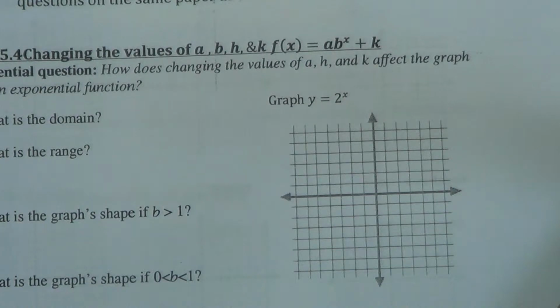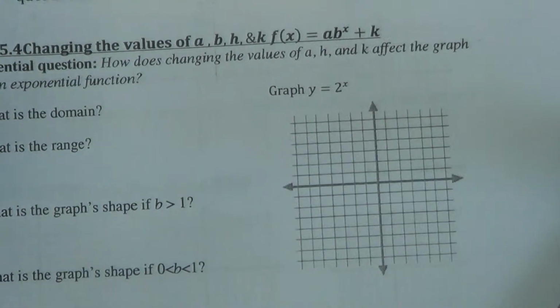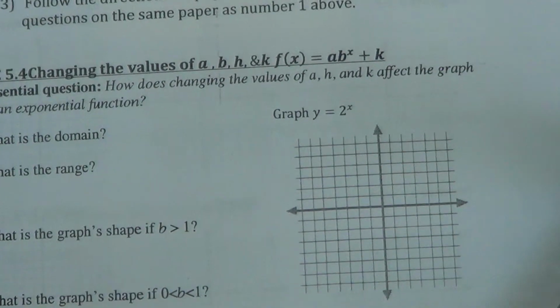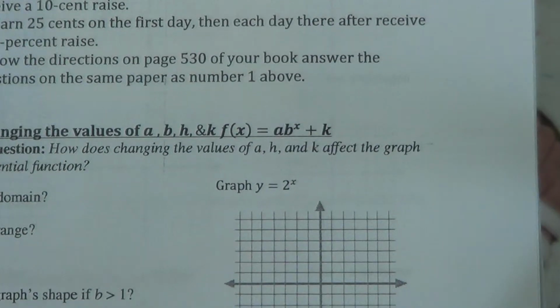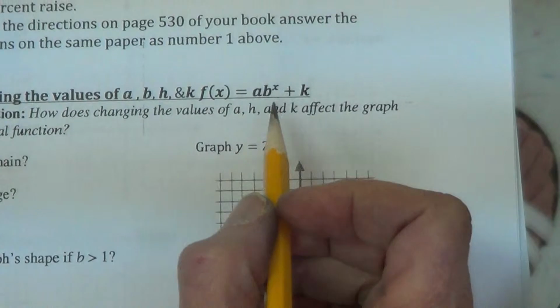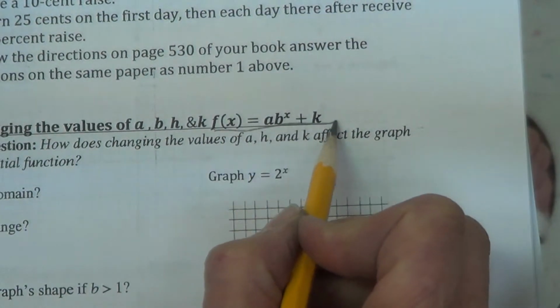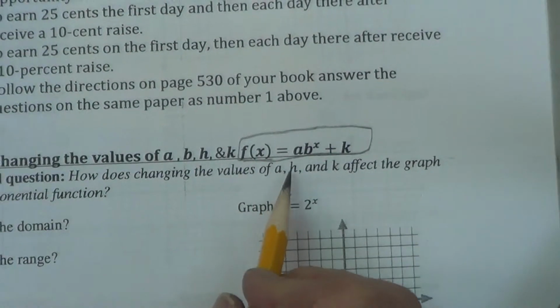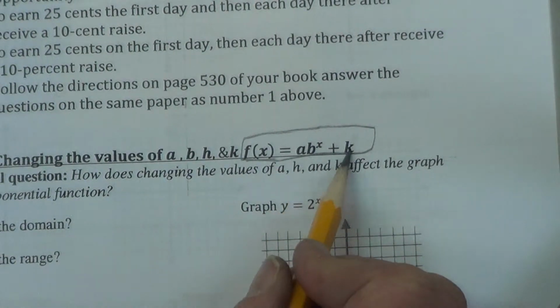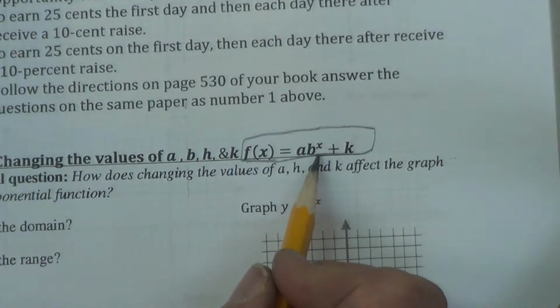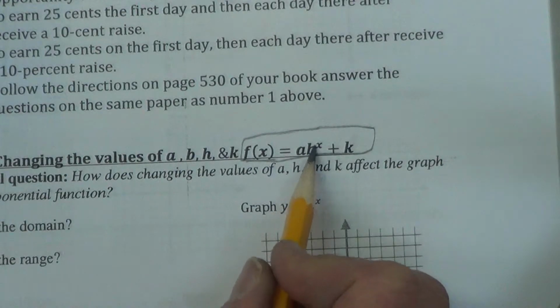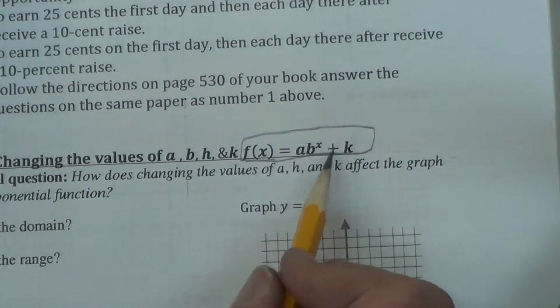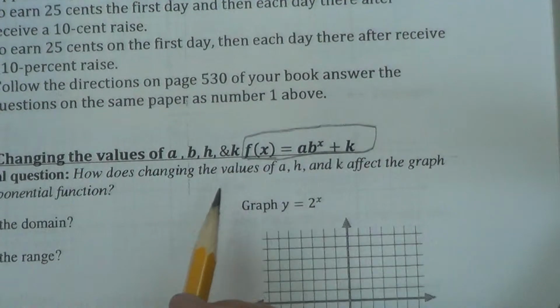Today what you're going to be working on is changing the values a, b, h, k in our transformation of the exponential function. Okay, and this is in the form a b to the x plus k or minus k, but the formula is plus k.